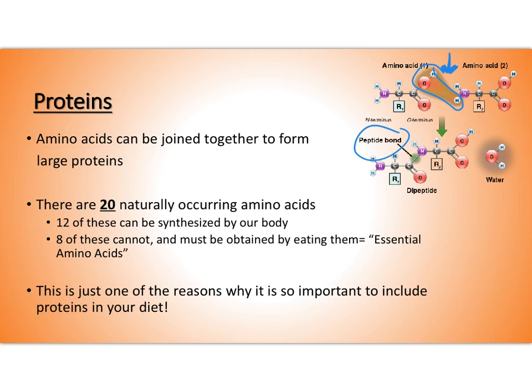There are 20 different amino acids, so 20 different building blocks to choose from in nature. 12 of these your body can actually make throughout your life. The other 8 you cannot make, however, and so we call those the essential amino acids because they are essential in your diet. This is one of the many reasons why it's really important that you have some protein in your diet.